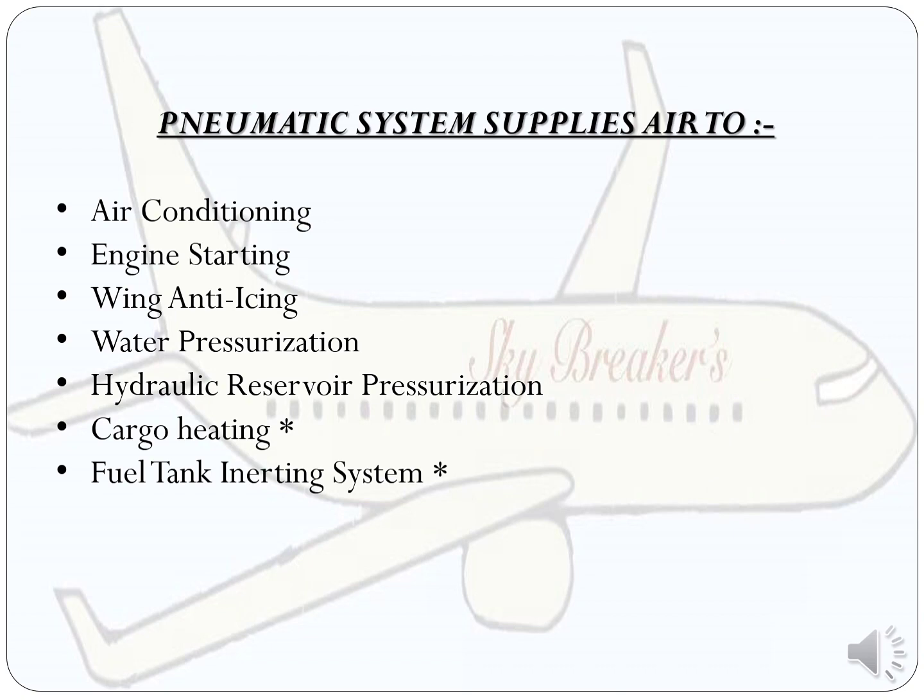In pneumatic, high pressure air is supplied to various systems, that is air conditioning on the aircraft and while starting the engine. The pneumatic system uses bleed air for anti-icing in the wing and pylon. Next one is water pressurization. Hydraulic reservoir pressurization: our A320 aircraft has 3 hydraulic reservoirs, that is green, blue, yellow. Reservoirs are pressurized using bleed air. Next one is cargo compartment and fuel tank inerting system heating. These two are optional.